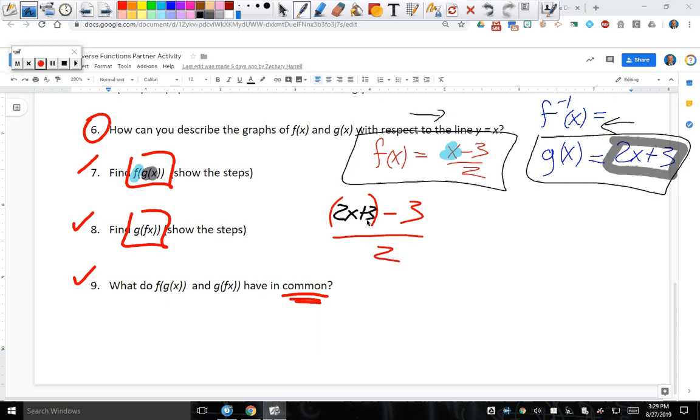Let's look at g of f of x, okay? g of f of x says I'm going to take f first, and then plug f of x, which is right here, into g. So if I plug it into g right here, my equation will look like this: 2 of something plus 3. And what am I going to plug into that one? Yes, (x minus 3) over 2. You guys are killing it. Awesome. Now watch.